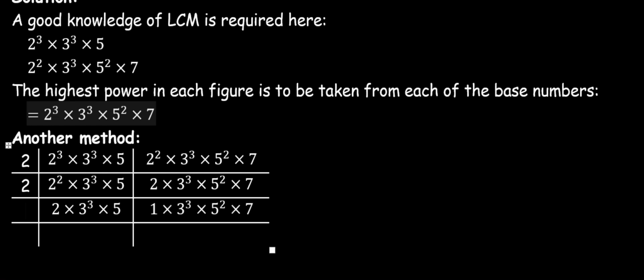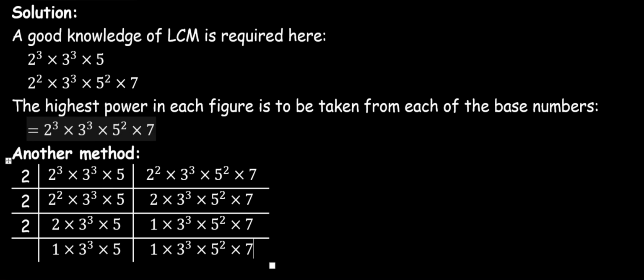If you look at our resultant value, 2 can still apply here. So 2 divided by 2, you now get 1. In the first value, 1 times 3 cube, every other value will remain the same. So in this second value, you just bring down our value, 1 times 3 cube times 5 squared times 7.